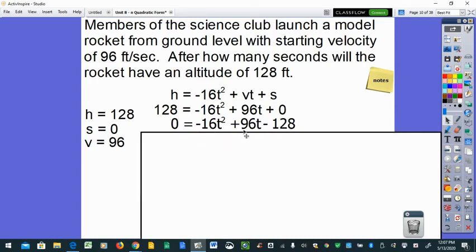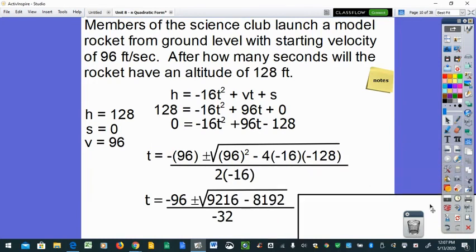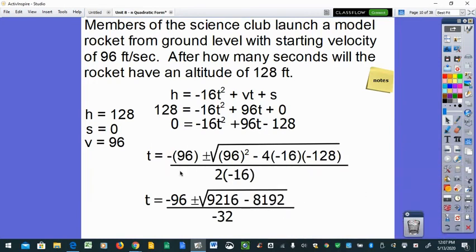Okay, now quadratic formula. A is going to be the negative 16, B is going to be the 96, and C is going to be the negative 128. I'm just going to uncover this box. Okay, and this is the substitution. The opposite of B plus or minus the square root of B squared minus 4 times A times C, all over 2 times A. And it now becomes a calculator exercise.